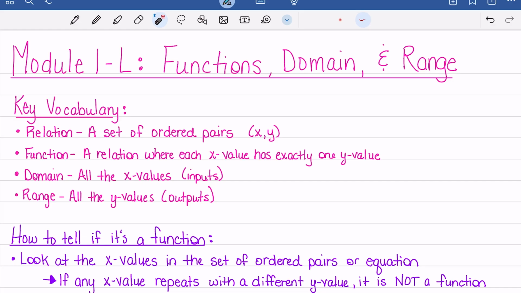The next one is a function. So for it to be a function, that relation has to pass certain rules. And in that function, each x value has to only have one y value. We're also going to look at domain, and the domain is all the x values. Those are going to be your inputs. And then the last thing we're going to look at is the range, and that's all of your y values. Those are going to be your outputs.